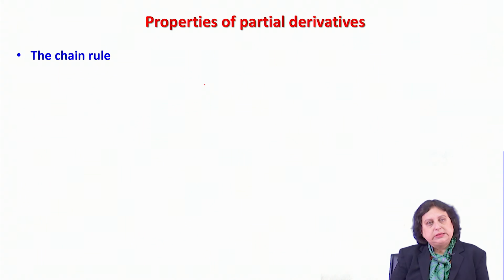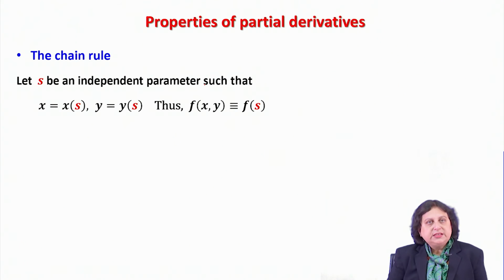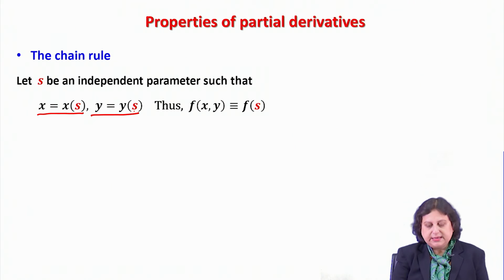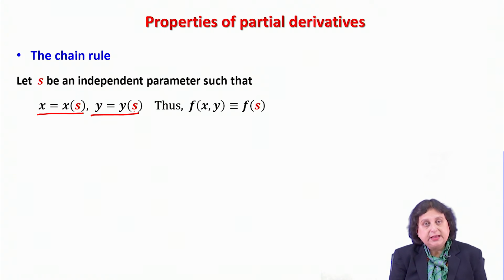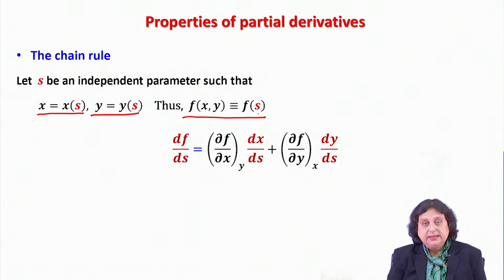Now, in the next part, I'm going to highlight what is known as the chain rule. For this purpose, let me introduce to you S to be an independent parameter such that X is a function of this parameter S, Y is a function of this parameter S, and since F depends on X and Y, therefore F of X, Y is also a function of S. In that case, I can say that if I change the value of S, the value of X will change, the value of Y will also change, and correspondingly, there will be a change in the value of F.